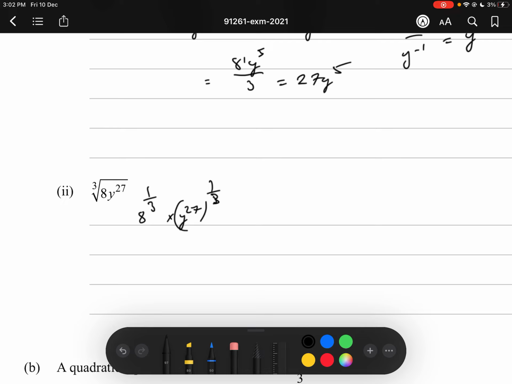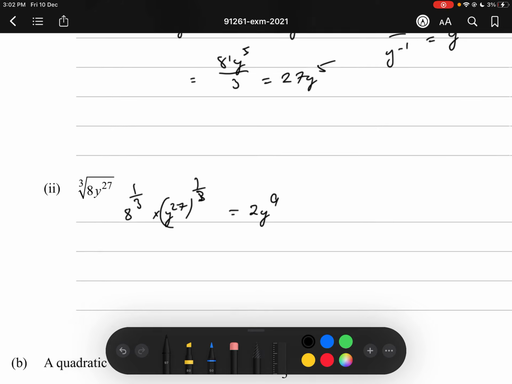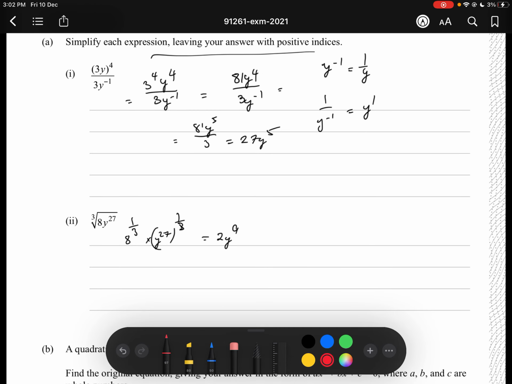8 to the power of 1 over 3 is 2. y to the power of 27 to the power of 1 over 3 is just 1 over 3 times 27, which is 9. So this is 2 times y to the power of 9. And judging by these two questions, I would say if you can get both of these questions right, you might be able to get a merit grade, while 2 correct answers could be achieved.